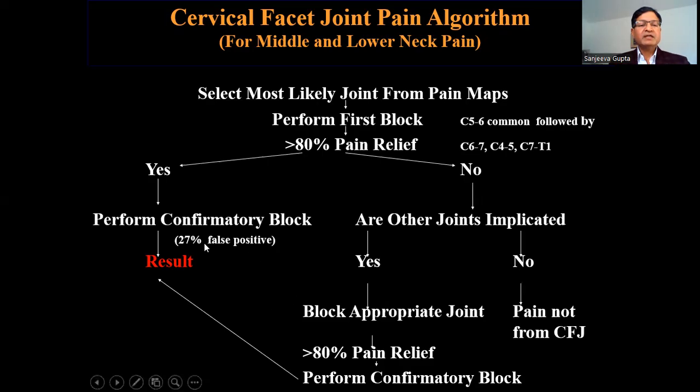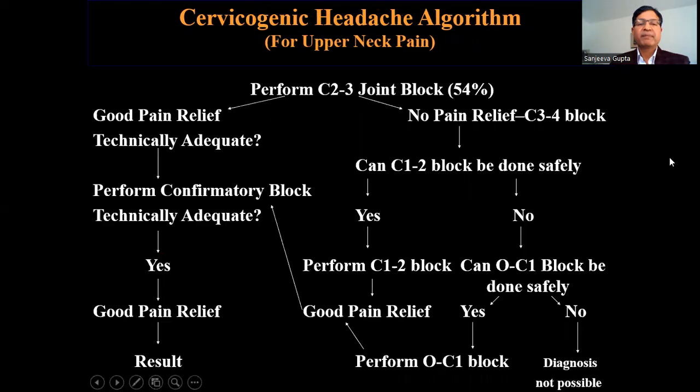Now, there is a high false positive rate of nearly 27%. So normally it's advised that a confirmatory block should be performed. Then again, this adds to the cost of the procedure. So in the NHS, we perform one block, and if that is positive, we go on to do the radiofrequency denervation. If the patient doesn't get good pain relief with the initial chosen joints, then look if there are other joints which might be causing the pain.